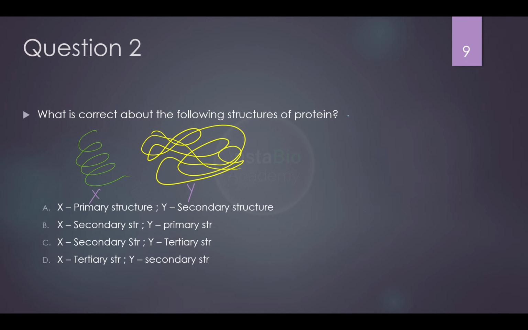What is correct about the following structures of protein? Now there are two structures shown. One is X, one is Y. As you can see, now if you remember, primary structure of a protein is where all the amino acids are written like this. Secondary structure, when these amino acids form connections with each other and form secondary structures. Now these secondary structures may be alpha helices or beta strands, right?